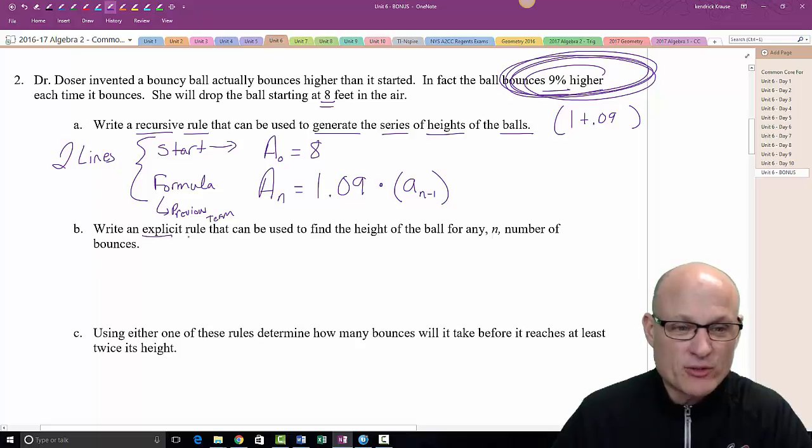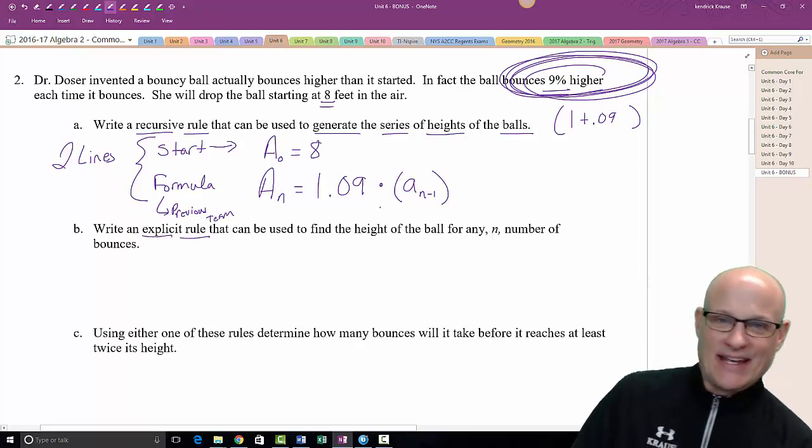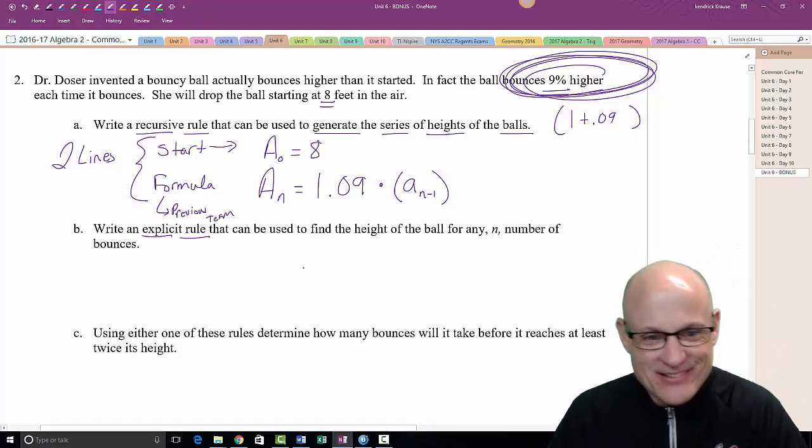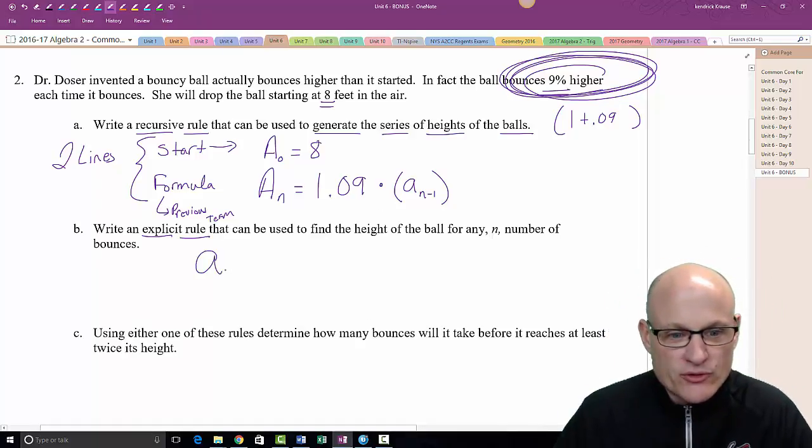Now let's write an explicit rule. This doesn't mean you get to swear, kids. No, that's not it. Nice try. Really, really nice try.